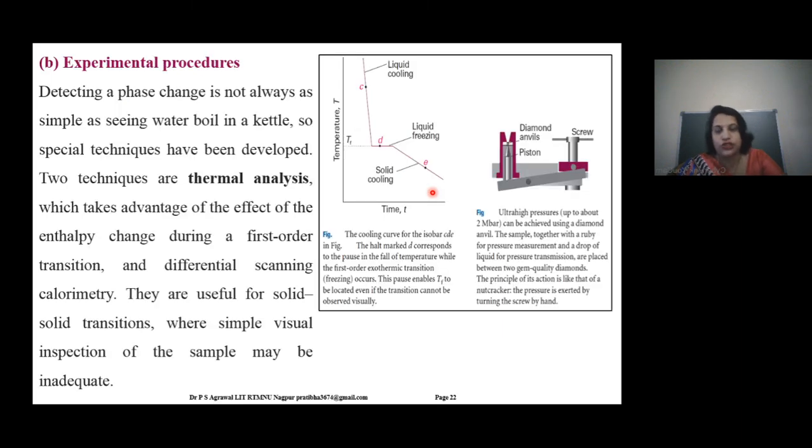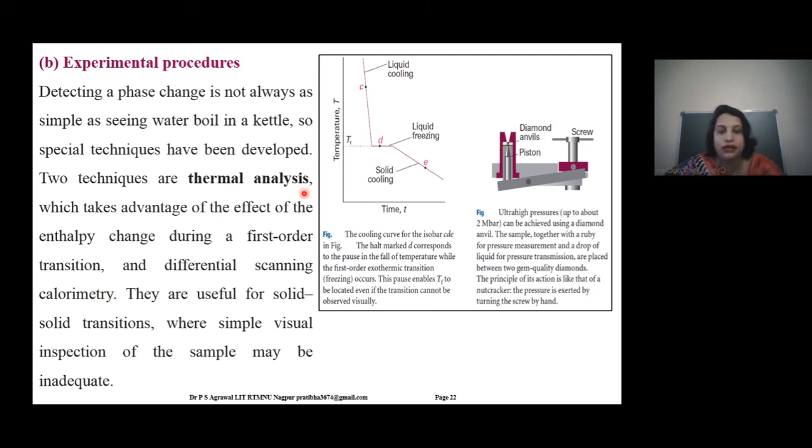So, the experimental procedure: how to construct this phase diagram? Detecting a phase change is not always as simple. We can see water is boiling, and no special technique or precaution is taken. But for following this, there are two techniques: thermal analysis, which takes advantage of the effect of enthalpy change during the transition, and differential scanning calorimetry.